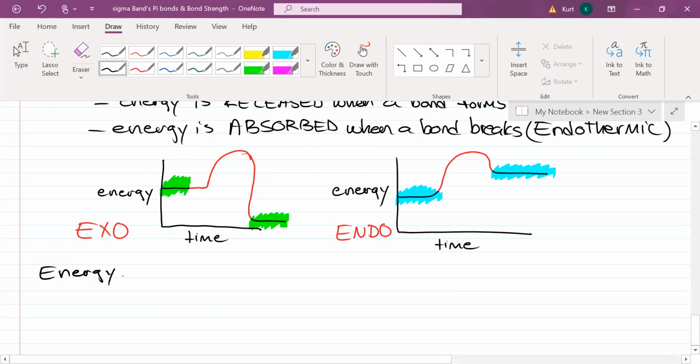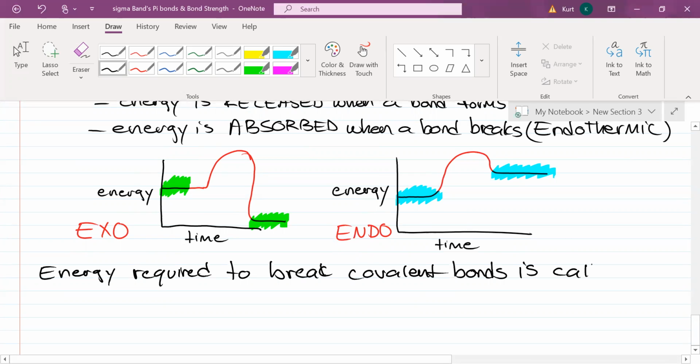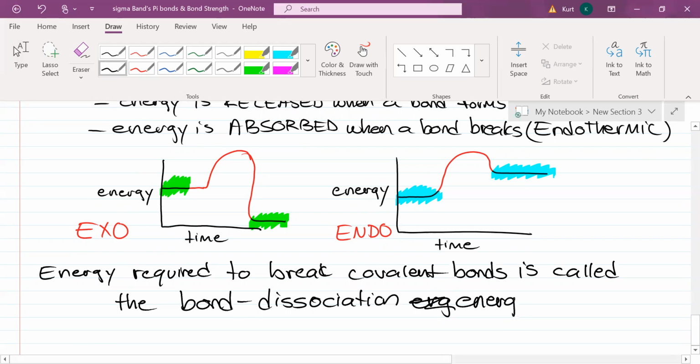Energy required to break covalent bonds is called the vocab term bond dissociation energy. It is always positive.